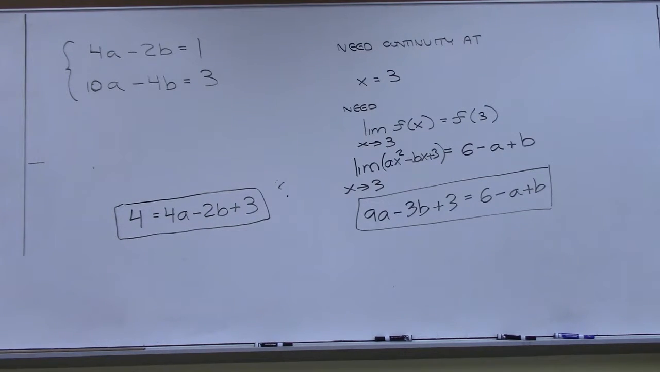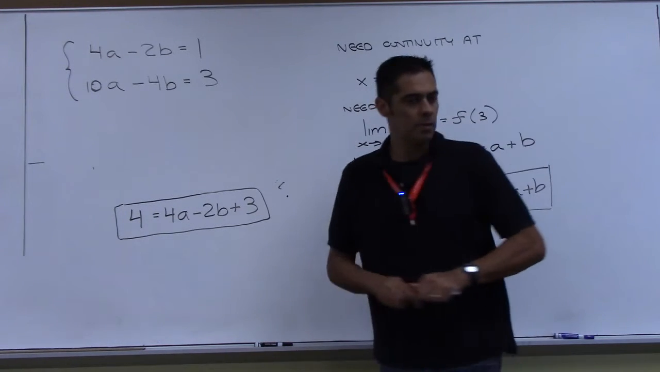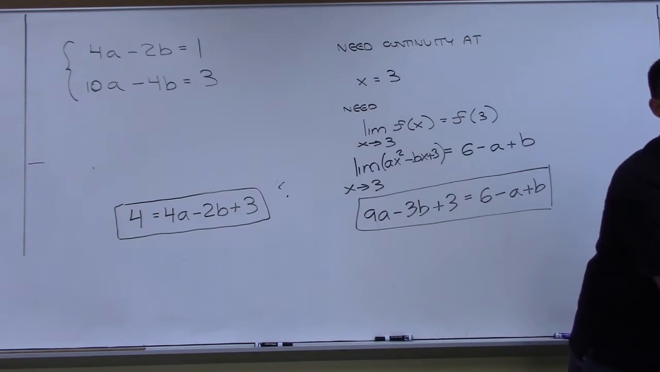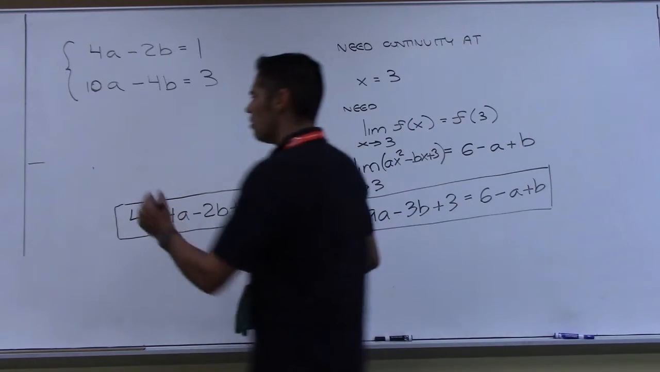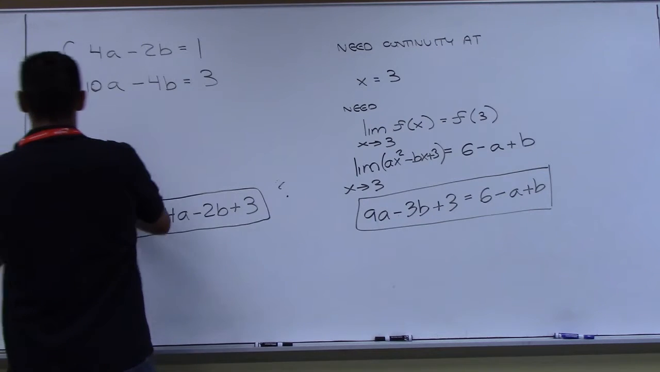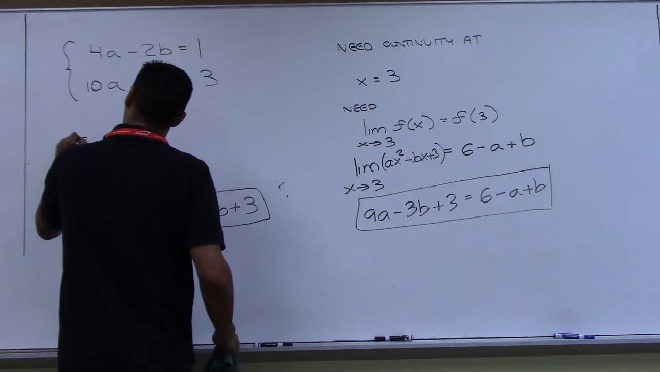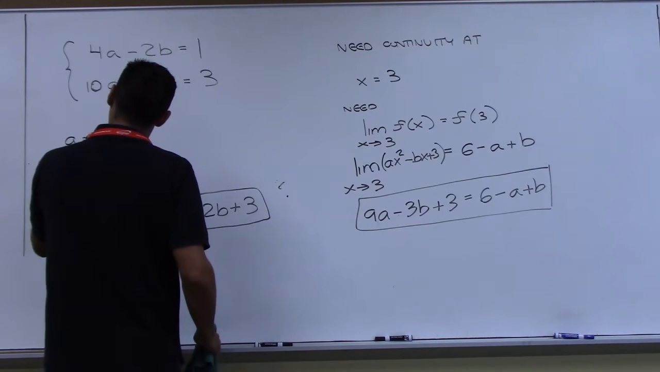How many of you think you have the answer? Okay. All right, so let's see. What do you got for a and b? a equals 0 and b equals -1. a is 0, b is -1/2. Anyone else get that?